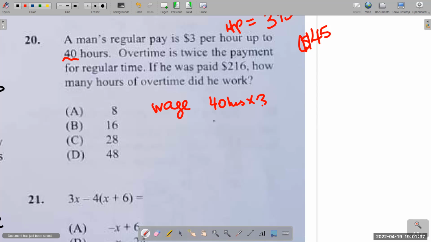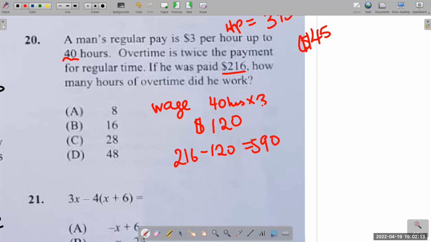So that's 120. If he did not work overtime, he would have gotten 120. Everybody see that? But look how much he got. So what do you think I need to do to find out how many hours he worked overtime? I've got to take away this basic rate already. Very good. So you can say 216 minus 120. When we say that, what do we get? Excellent. $90.